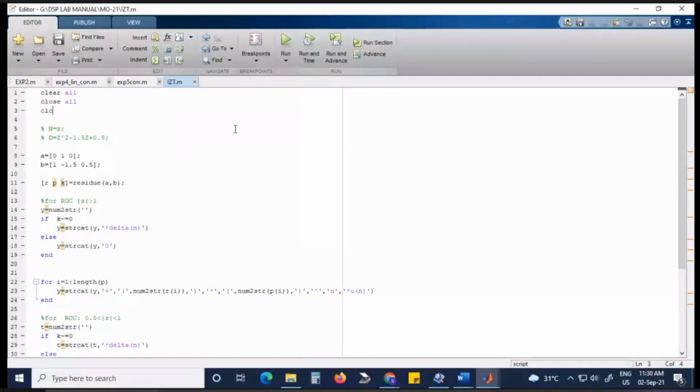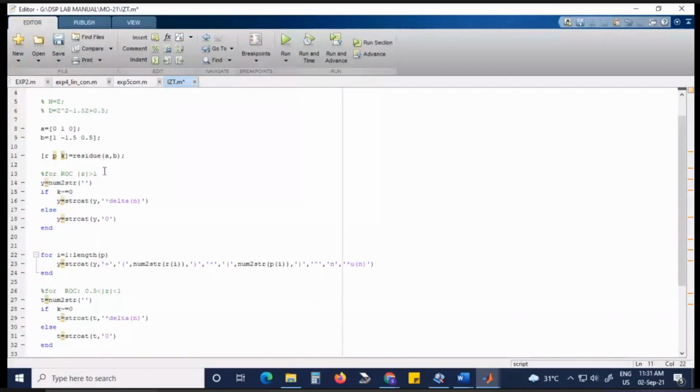Are you able to see this? Yes, sir. Okay. So the same program that we are discussing. We have considered the numerator and denominator with coefficients a and b. Then we used the residue command, residue a comma b, and for ROC, mod z greater than 1.